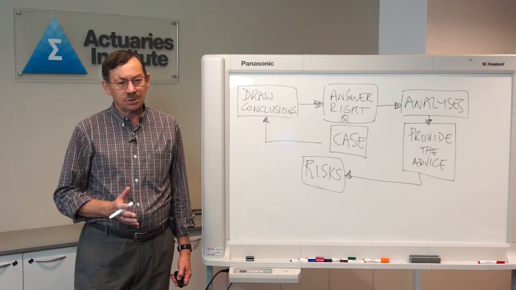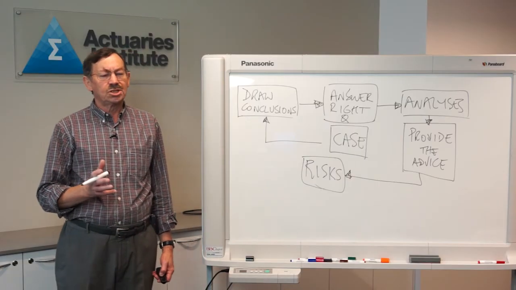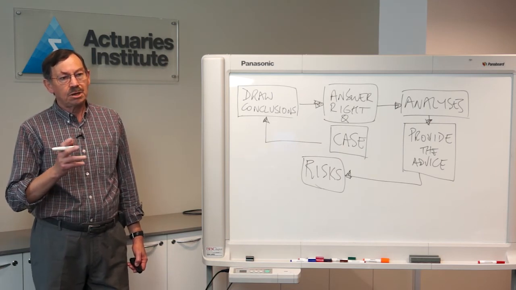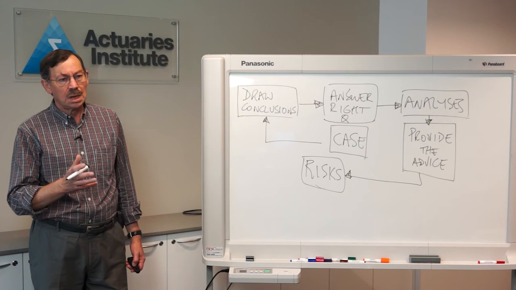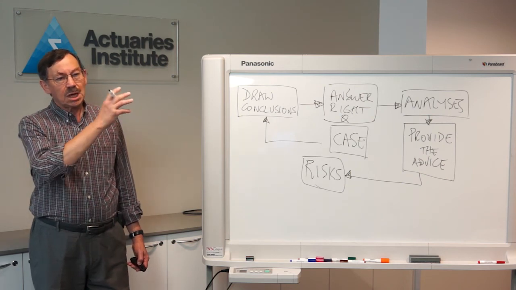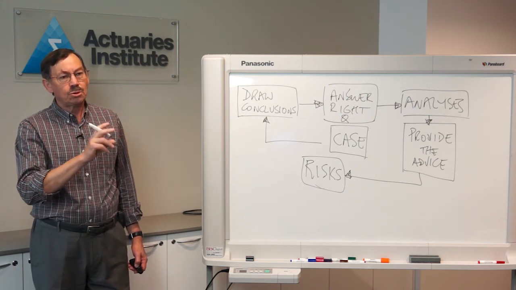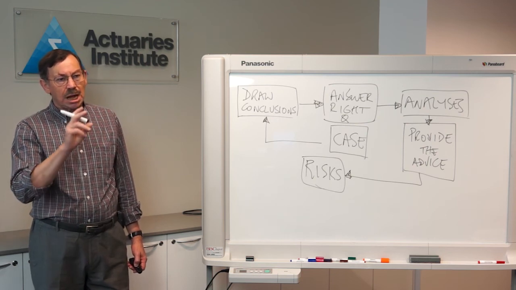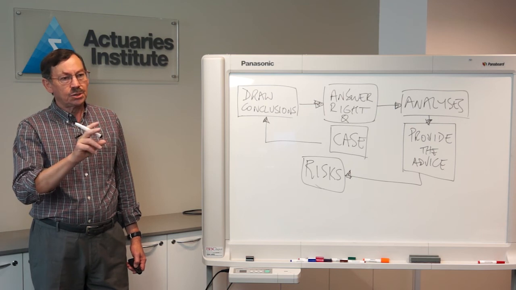So, here is a process in 5 steps which will enable you to do contextualisation. Draw the right conclusions. Answer the right question. Do the right analysis. Provide the advice which addresses the business issue, and focus only on the key and important risks and how they should be managed, and mention the uncertainties. It's very difficult to manage uncertainties, but you can manage risks.